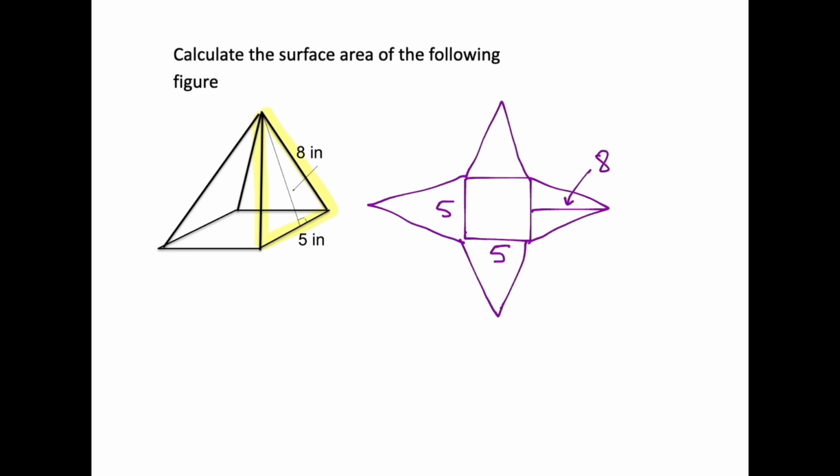So now that we have our net, we can find the area of each of the shapes. First, let's start with the square. That'd be 5 times 5, which is 25. Then, we have each of the triangles. You find an area of a triangle by taking 1/2 times the base times the height. In this case, we have 1/2 times 5 times 8. 5 times 8 is 40, and half of that is 20. So the area of each of my triangles is 20.